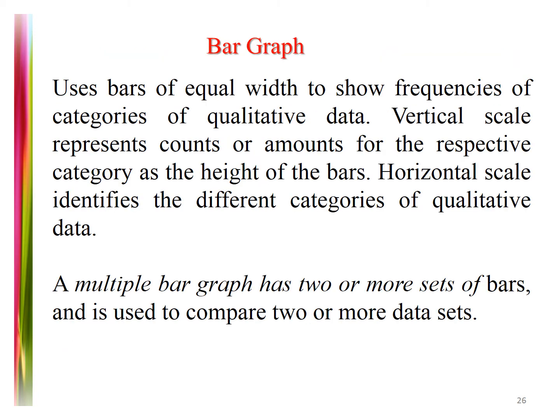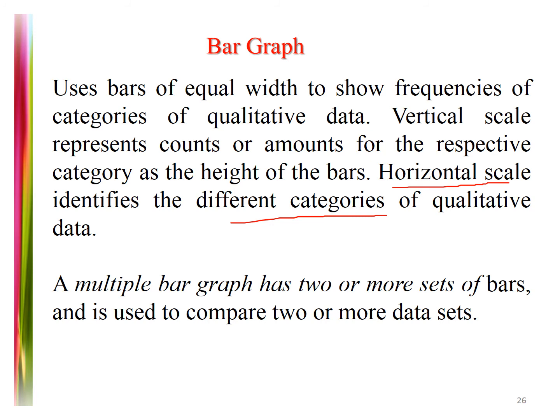Alright, so next, bar graph. Everybody is familiar with this bar chart. We use bars of equal widths for frequencies. This is useful for qualitative data. The vertical scale represents the count or amount of the respective category as the height of the bar, and the horizontal scale identifies different categories or labels of qualitative data.